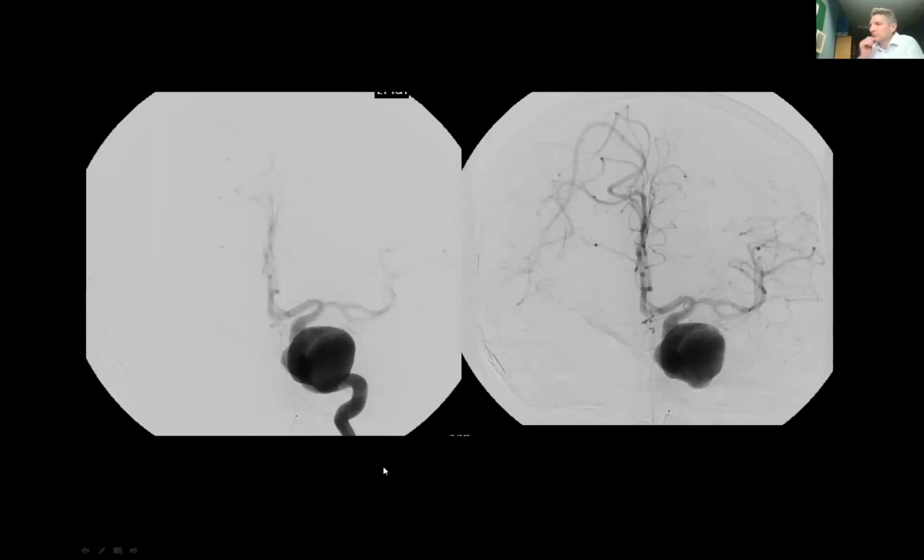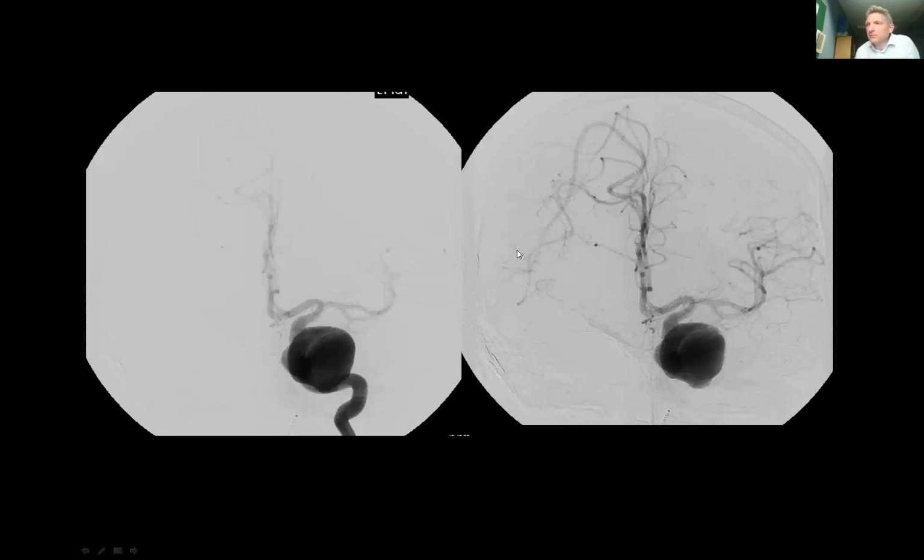What do you see here? So what injection are we looking at? So it's the left ICA. Yes, they're both left ICA injections. This one is a bit earlier, and this one's a few seconds later. So again, this is what we're looking at, isn't it? So he's got a rather large aneurysm there. What do you notice here? So it's a left ICA injection. Would you normally expect to see, what territory is this? What territory is this one?